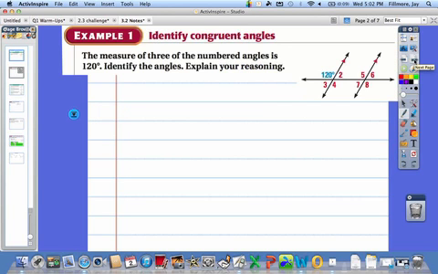Well, if these two lines are parallel, which is given by these arrows, we know corresponding angles are congruent. So if 120 is 120, angle 5 should be 120. So angle 5 is congruent. It's 120 degrees. We know that because of the corresponding angles postulate.